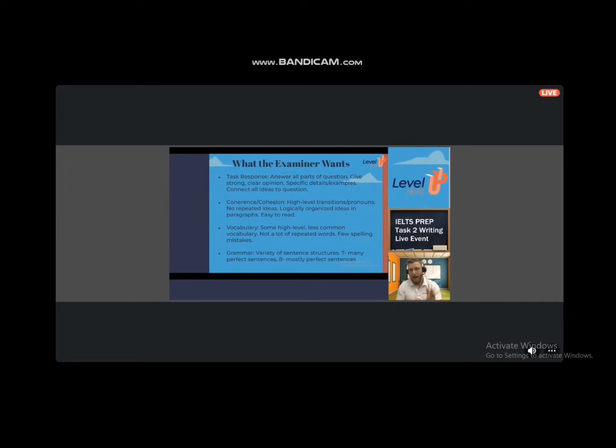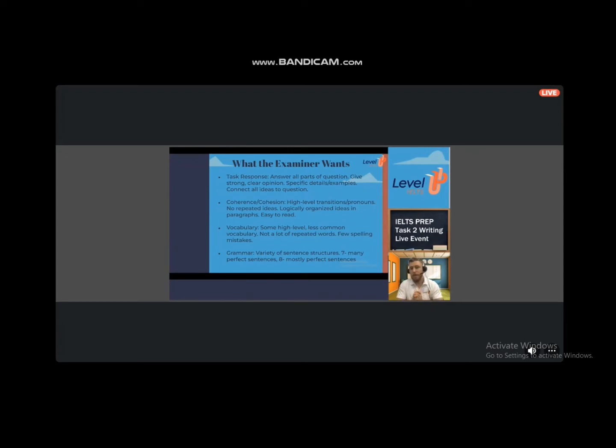For task response and coherence and cohesion, our template does all of that by itself. It does benefit your vocabulary. There's some high-level words in there, but grammar is going to be on you, okay? So the template, look at task response.